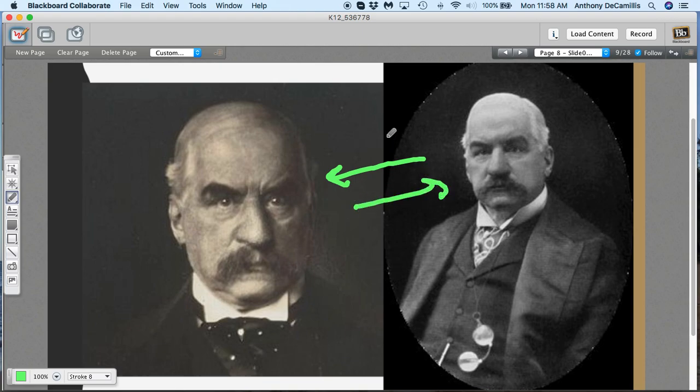JP Morgan, right here, at one point, if you added up all of the wealth, all of the assets, if you added it all up, he had more wealth than the entire northeast portion of the country. We're talking New England, the group of states we call New England. Not only that, he had 3 times the wealth of all of New England.